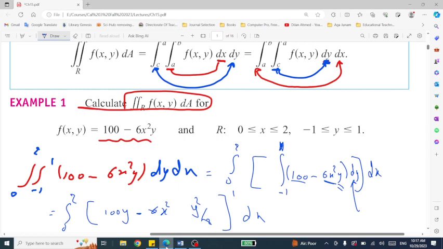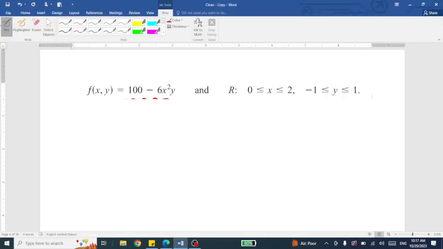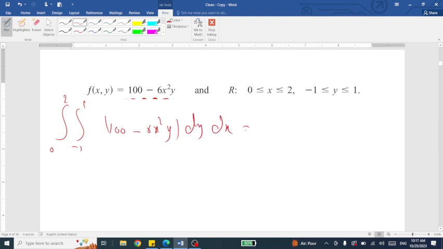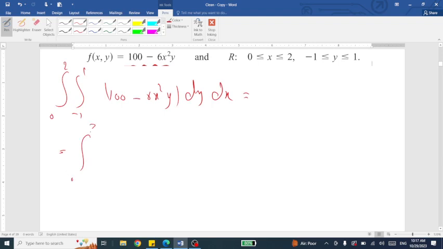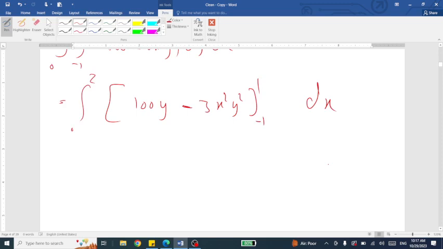Is it dy by dx or dx by dy? dy by dx, we see. So 0 to 2, -1 to 1, function dy by dx, then we say that equals the integral from 0 to 2 of 100 y minus 3x squared y squared, from -1 to 1, then dx. Am I right?